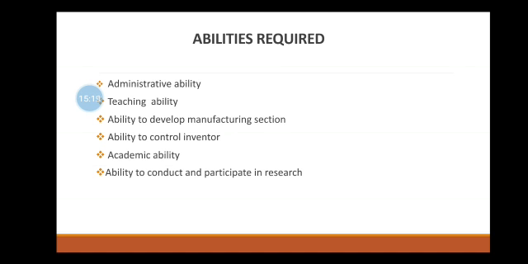Academic ability. The pharmacy staff acts as a trainer for the nursing staff. They develop suitable training materials and the ability to conduct and participate in research. The chief pharmacist also oversees the practical training skills for the conduct of and participation in research.